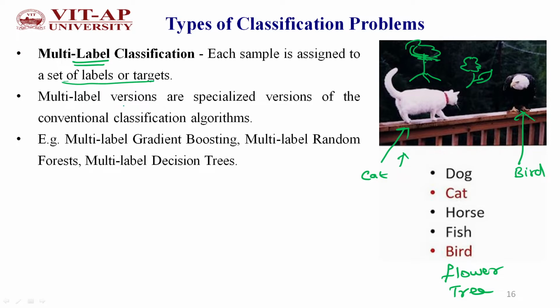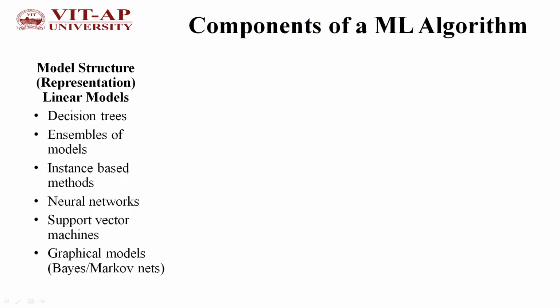The multi-label versions are specialized versions of the conventional classification algorithm. So here we are having different algorithms: multi-label gradient boosting, multi-label random forest classifier, multi-label decision tree classifier. So with this, the types of classifications are over. Now we will see different components of a ML algorithm.